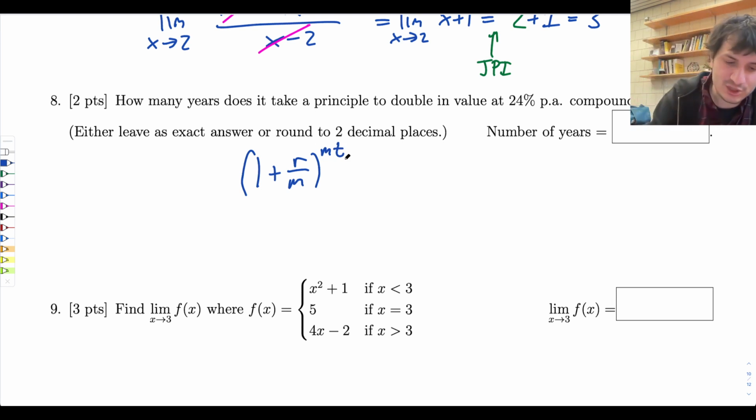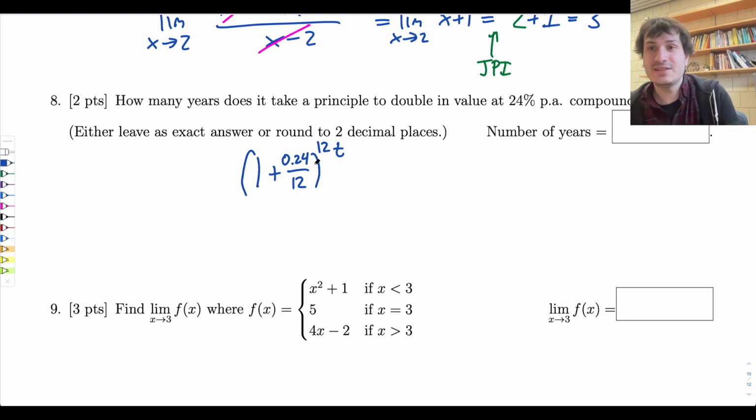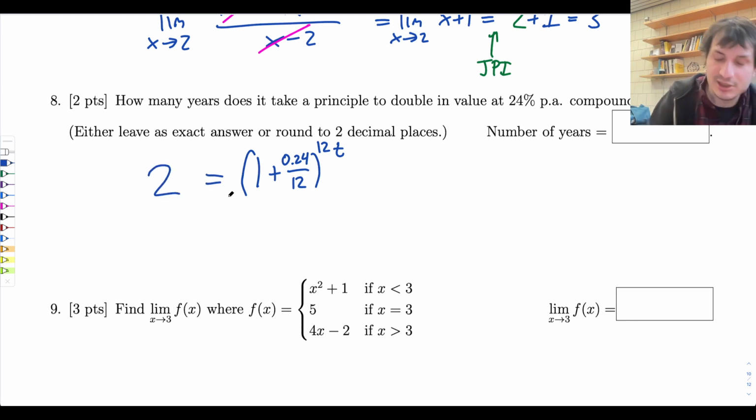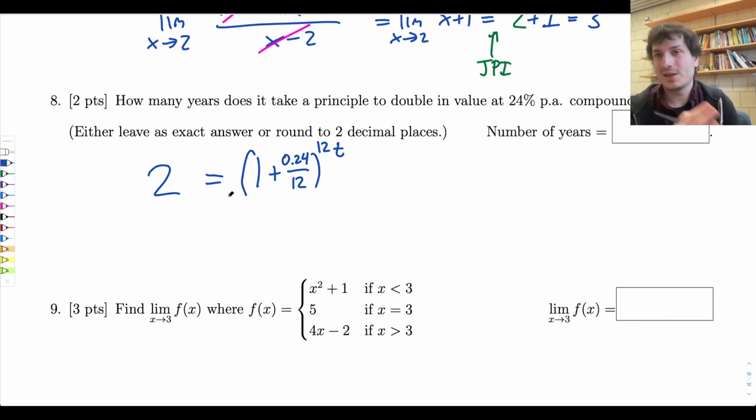And in this situation, m is 12 because it is monthly. And r is given to you as 0.24. Okay, so you have this equation. This is telling you how much is in your bank account at time t. And you want to solve for the amount being twice the initial amount. So you can put in this equals 2, or you could have said the initial amount is 100 and we want to get to 200. But in any case, you're going to have this equation, and then you have to solve.